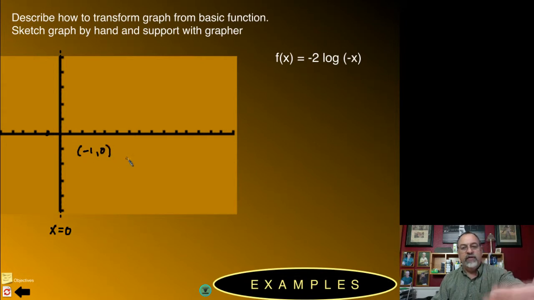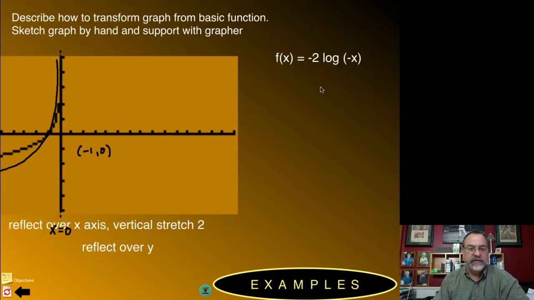And again, it's reflected over x because of this, so it's going to go upside down, it's going to go through that point, and the vertical stretch is going to make it stretch out or climb a little bit quicker than it might normally based upon a base 10 graph. So if we click that, you can see I've got a pretty good picture of what that is.